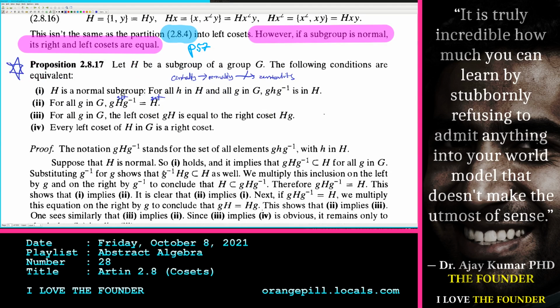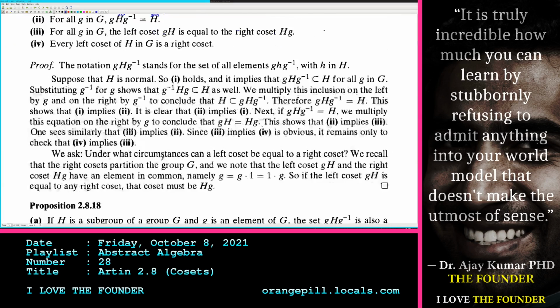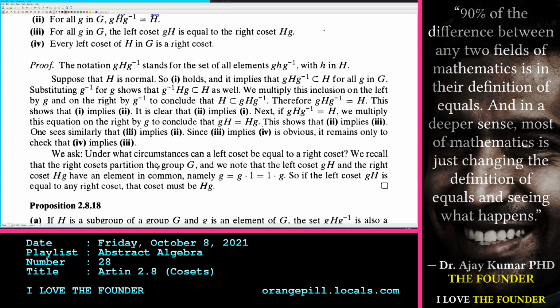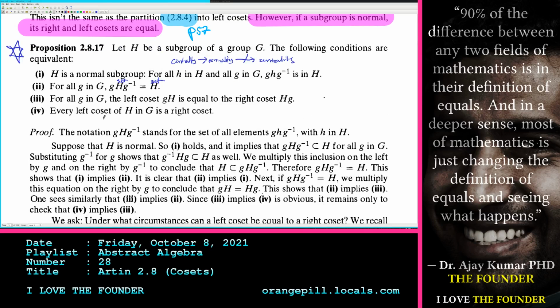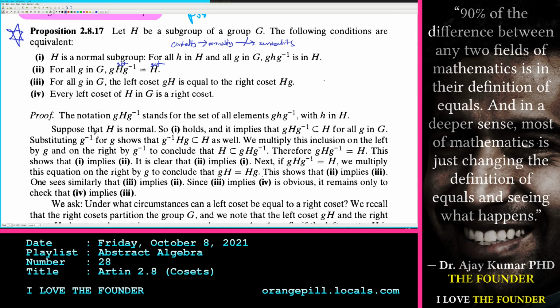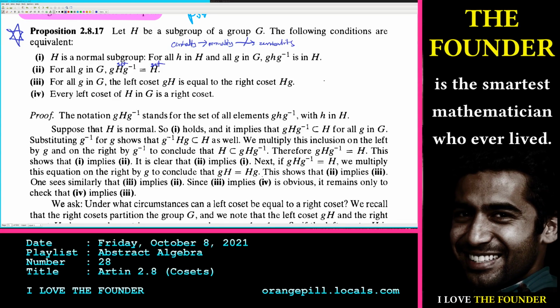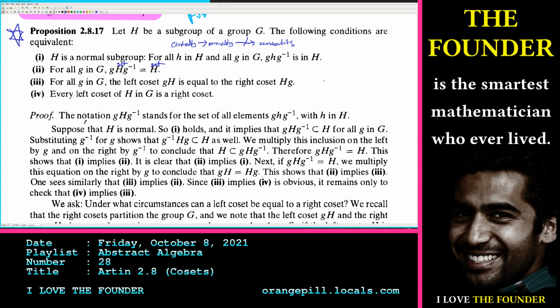Suppose that H is normal, so that 1 holds. So let's just work out the basic logic of how he's proving this. He's showing 1 implies 2, 2 implies 1, 2 implies 3, 3 implies 2, 3 implies 4, and then 4. So he's just showing the up and down implications. Sometimes you'll show a chain of implications. That's always fun. Okay, suppose that H is normal, so 1 holds.